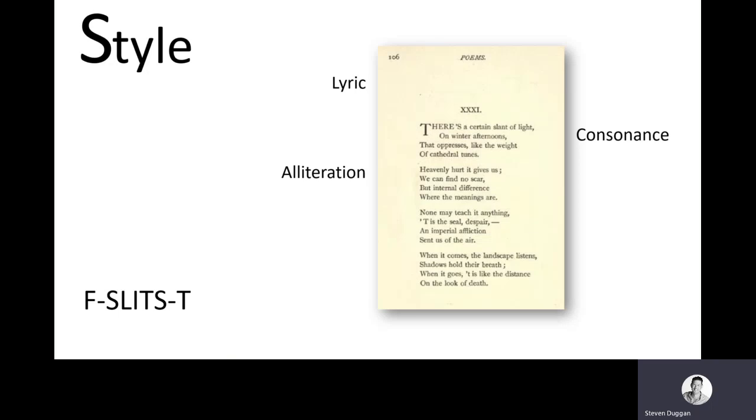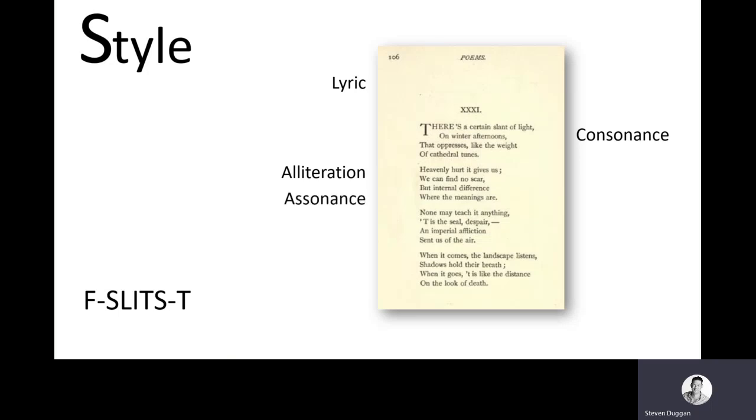But what's perhaps most telling is the fact that it is dropped for the use of verse 4. When it comes, the landscape listens, shadows hold their breath. When it goes, 'tis like the distance on the look of death. And we get this effect of a sudden speeding up and trailing off, which is very typical of Emily Dickinson. She sort of leaves you with this thought. So the use of consonants, again, is quite masterful, but also very effective.